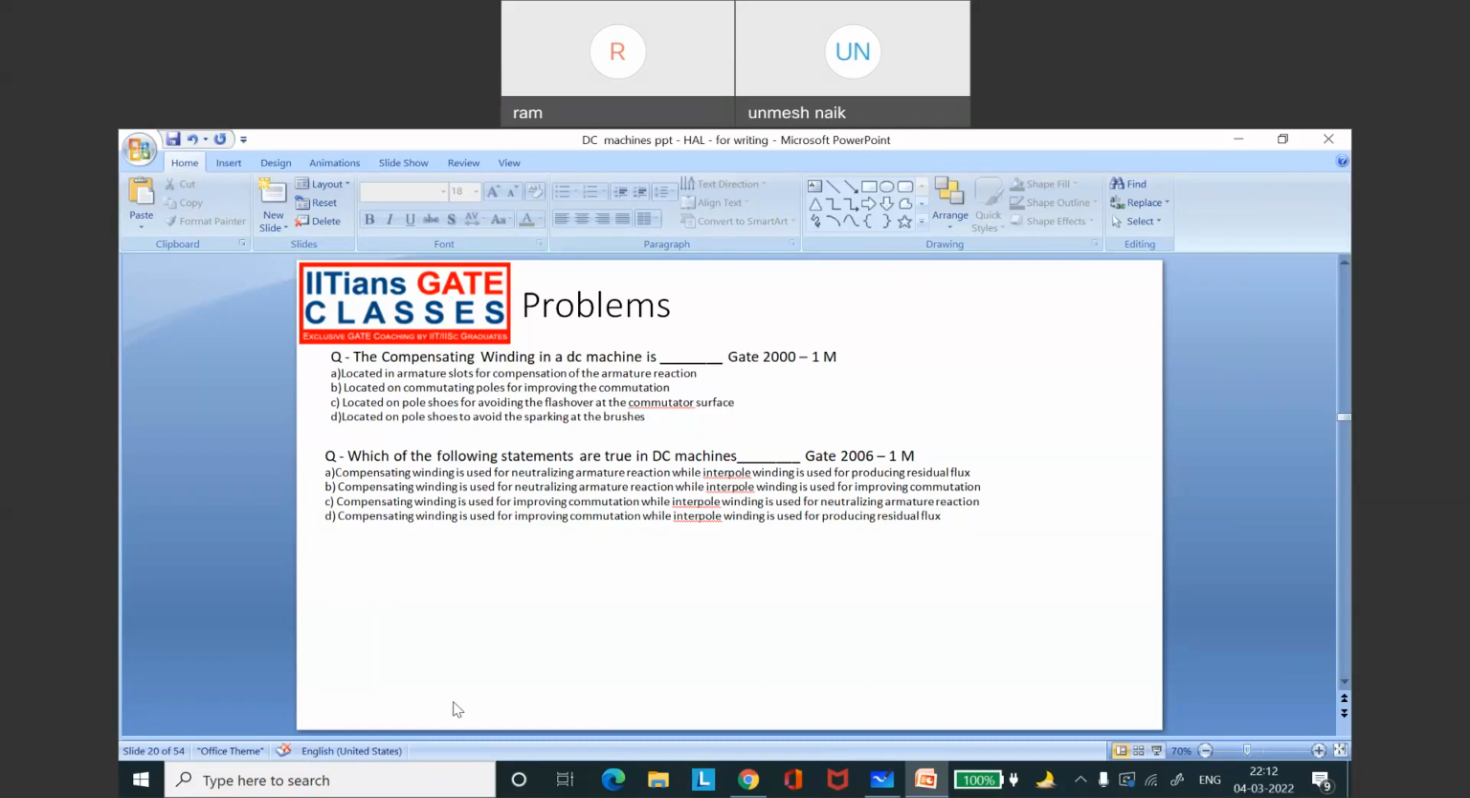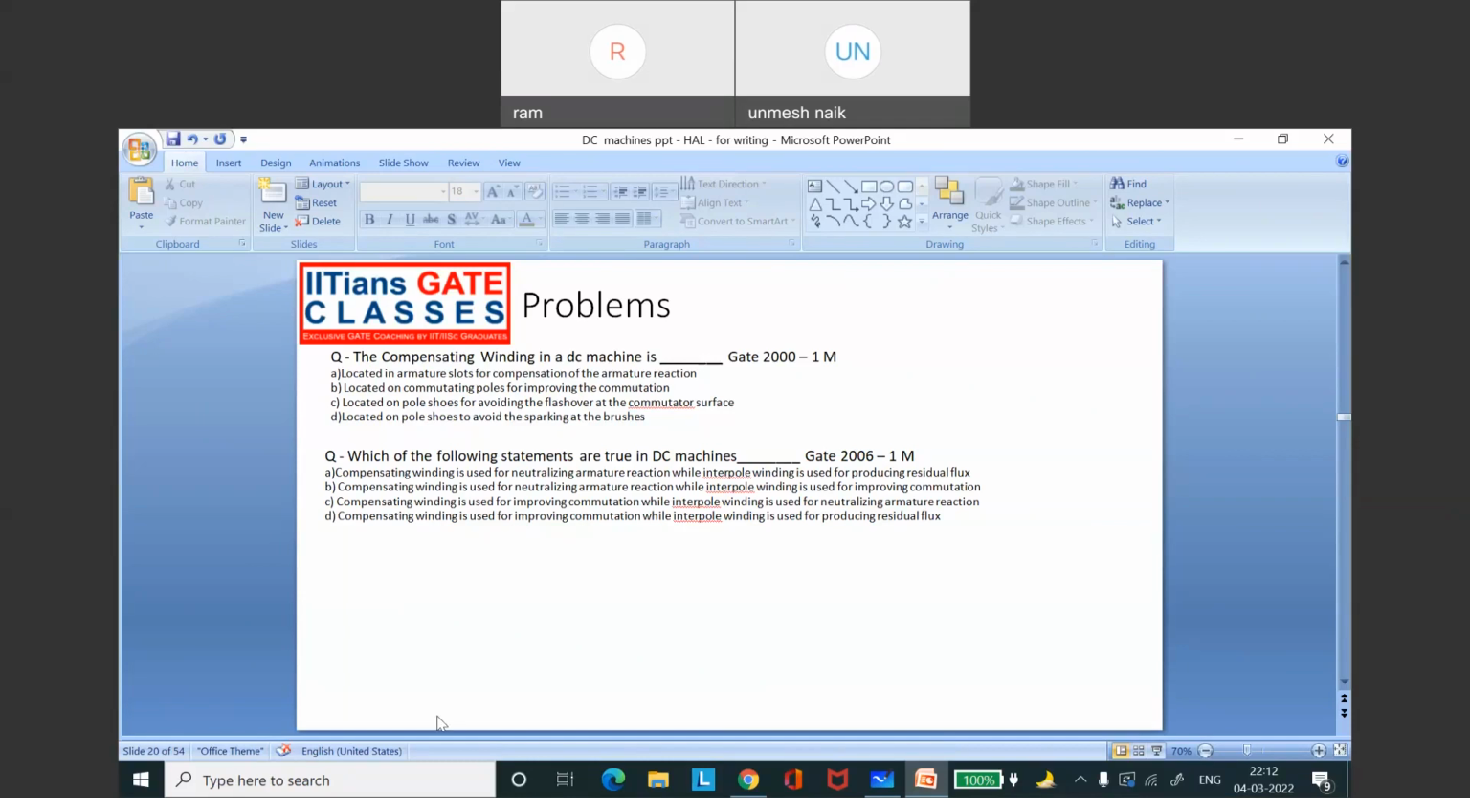The next question, GATE 2006, one more question. Which of the following statements are true in a DC machine? Compensating winding is used for neutralizing armature reaction. These are the four combinations of compensating winding and the interpole winding. Go through and let me know the answer.